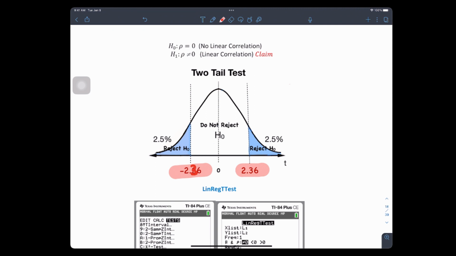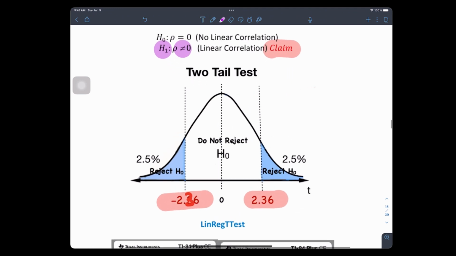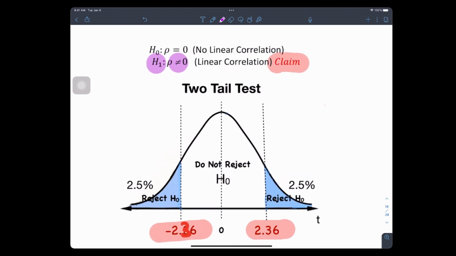Here's your critical values. Rho equals 0. That's the null hypothesis. No linear correlation. Rho is not 0. Alternate claim. Remember, two-tail test. Just to kind of go through the details. This is always your hypothesis setup. And then here's your critical values you just found. Notice alpha is 5%. Sum of the tails is 2.5%. That's alpha. Is that consistent with what we did in the prior? This is your hypothesis setup always.